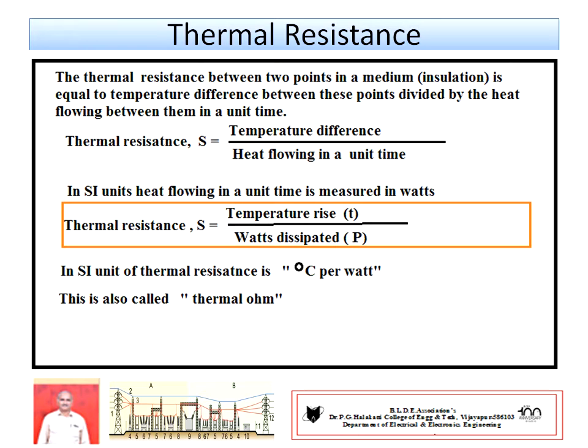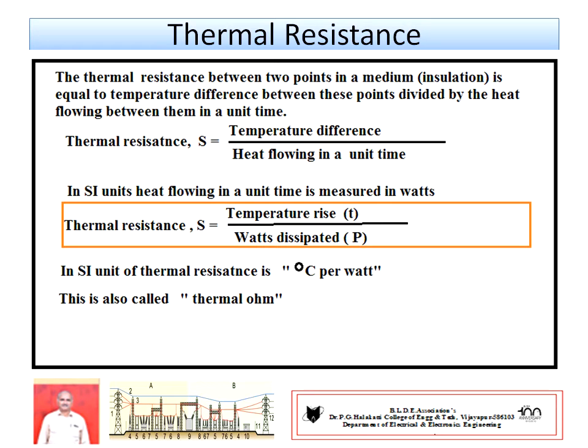When an object is subjected to two different temperature points, there is a flow of heat from the higher temperature to the lower temperature. This flow of heat is opposed by thermal resistance. It is defined as the thermal resistance between any two points in a medium or in an insulation, equal to the temperature difference between these points divided by the heat flowing between them in unit time.